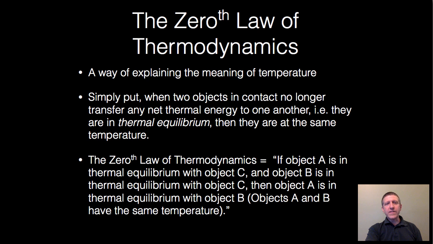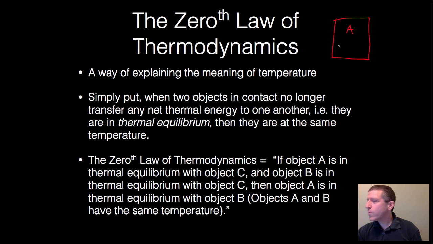Now, the Zeroth Law of Thermo specifically states, if object A is in thermal equilibrium with object C, and object B is in thermal equilibrium with object C, then object A is in thermal equilibrium with object B. In other words, they're the same temperature. Now, let's see what the heck that means. So let's say I have an object right here. Object A.